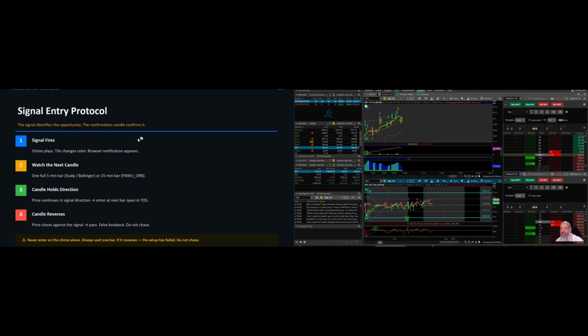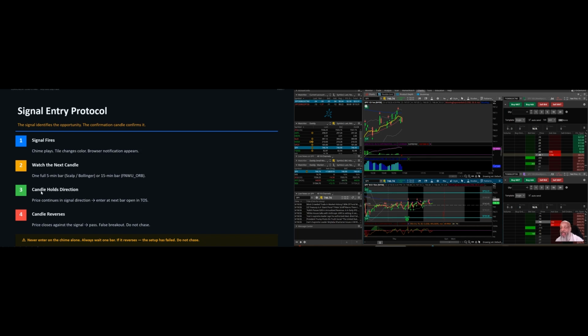Now, when you hear the chime play, that means that all the ducks are in a row and everything is lined up. Doesn't mean push the button. It means that things are lined up for you to look in your brokerage application and get ready to make a move. Okay, you're gonna watch the next candle. You're gonna wait for a confirmation candle. Make your move after the confirmation candle, after you hear the tone.